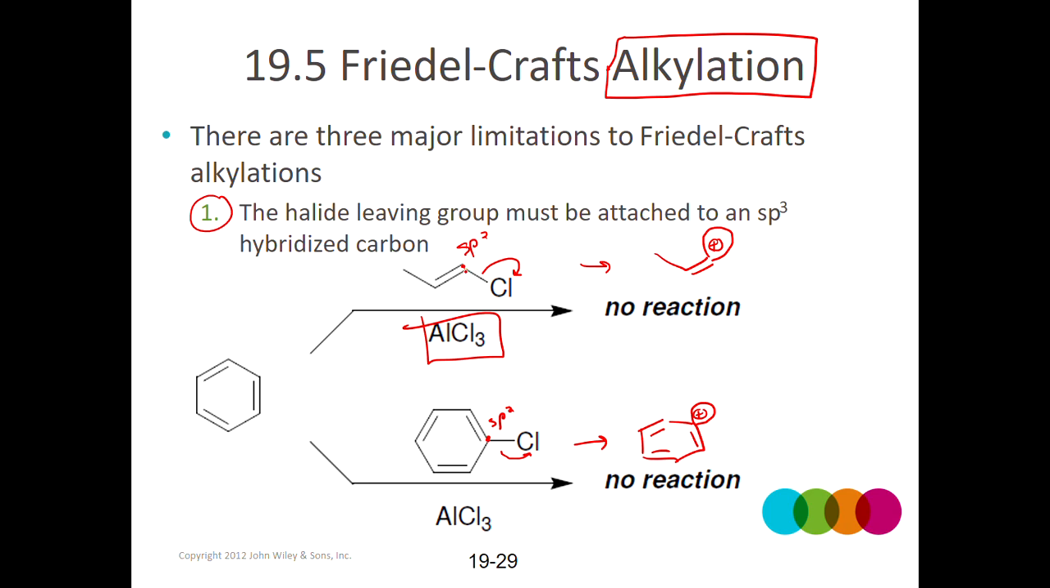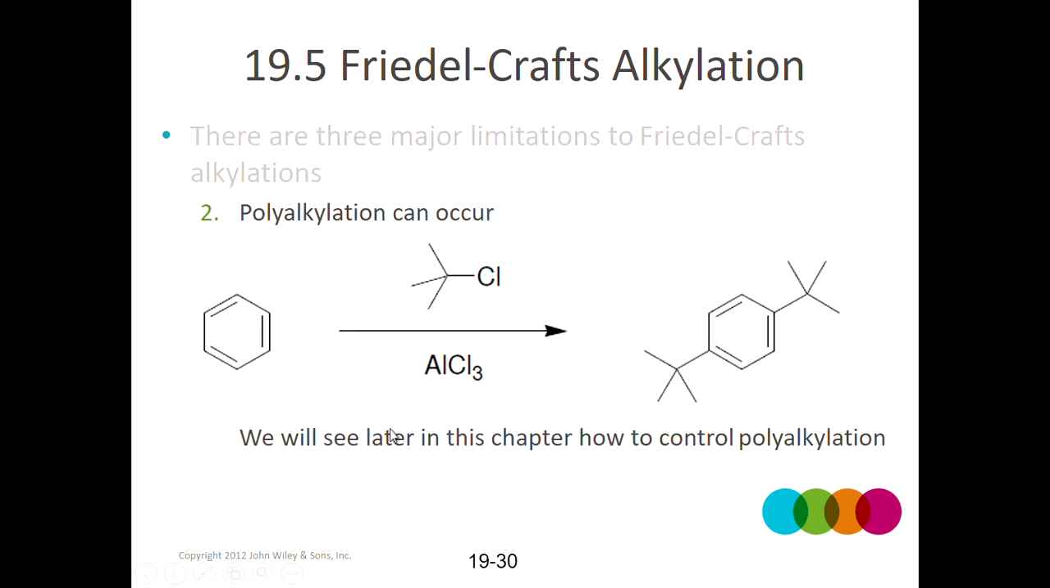So that's another limitation synthetically on what I can do with this reaction. I can't use an alkene or an aryl group as my electrophilic group with the chloride or bromide leaving group and then have the ring attack it. Another limitation, and this may be a limitation, it may not be depending on the product you want to make. So let's take a look at this one.